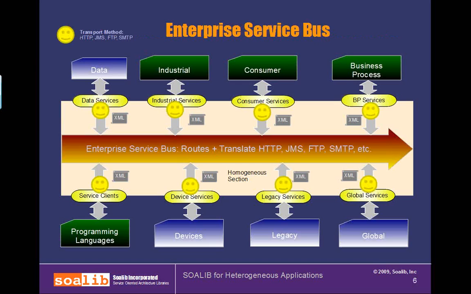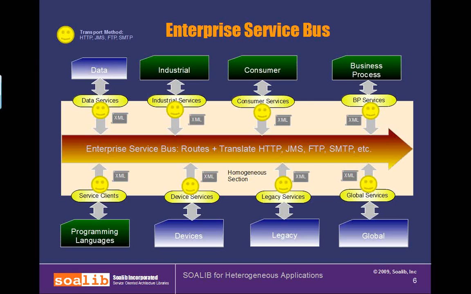The heterogeneous bus can be thought of as an enterprise service bus, and this bus can contain any kind of XML formatted document, and it does support a number of different transports. One of the transports supported is HTTP, which is the general transport, but in Java JMS is also supported, and FTP and SMTP are the 2 protocols that are also supported by the Enterprise Service Bus.